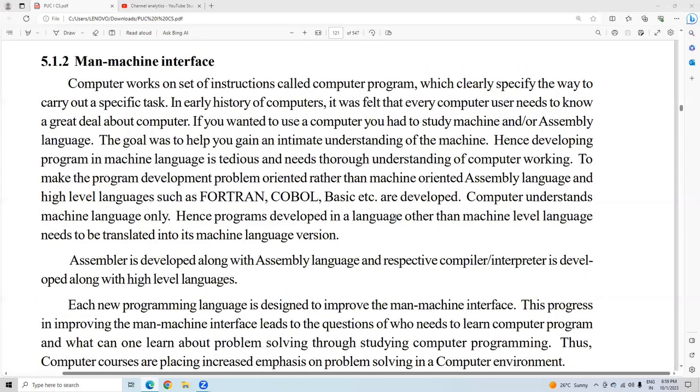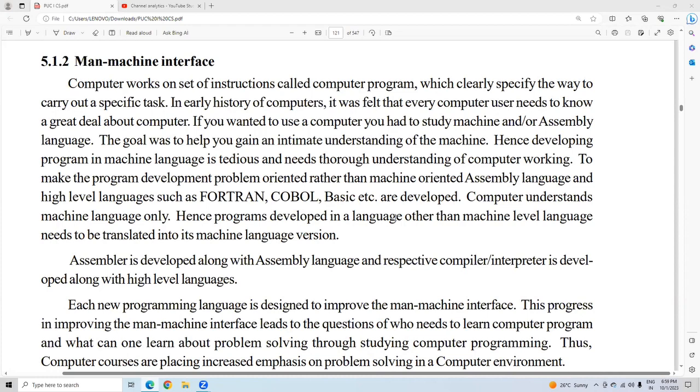So, man-machine interface. Here, man in the sense programmers or the users. Machine is here the computer. Interface is like the media through which a user or the programmer communicates with the machine. So a computer works on a set of instructions called a computer program, which clearly specifies the way to carry out a specific task.